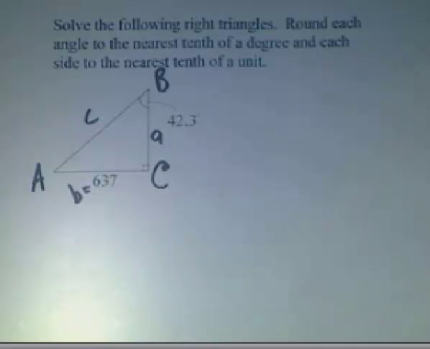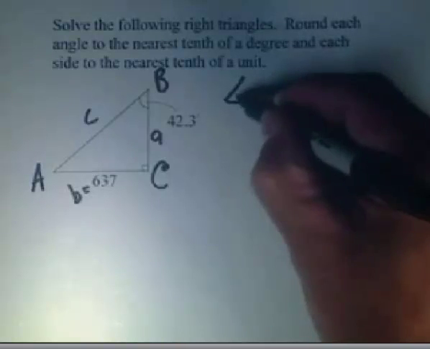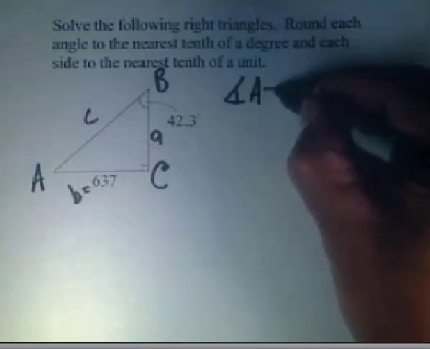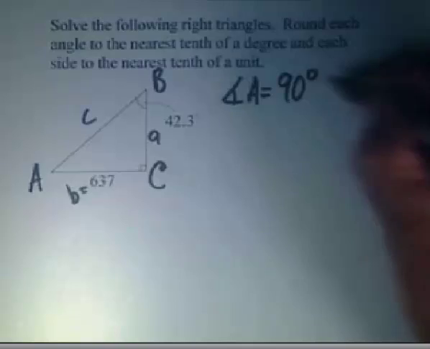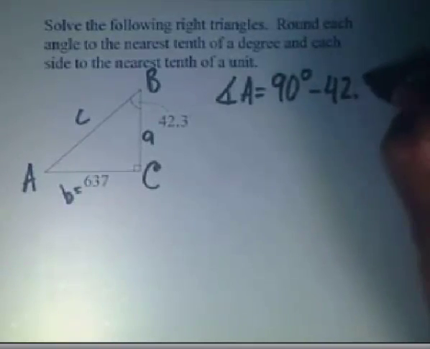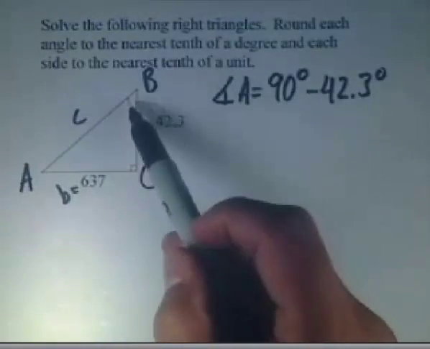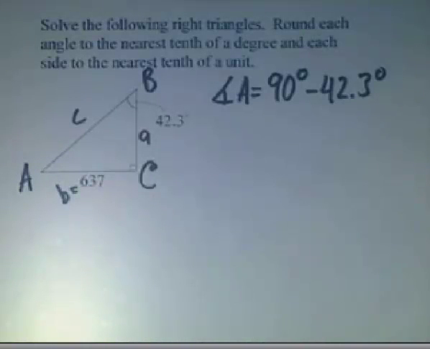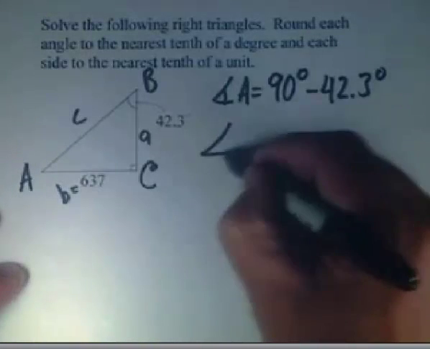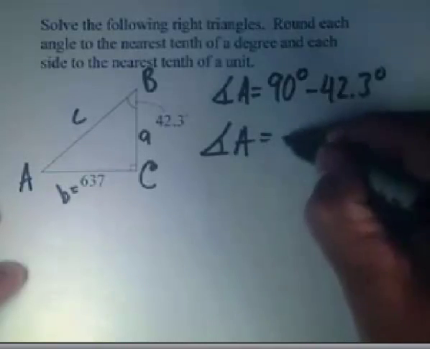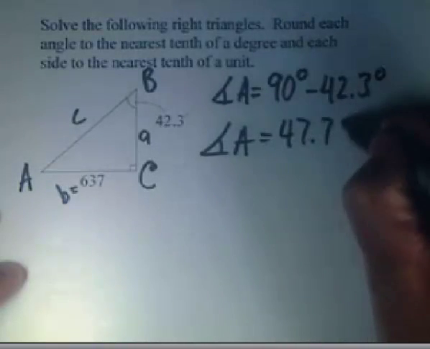Because we're given 2 out of 3, let's find the third angle. In this case, we're looking for angle A. In order to calculate angle A, we're going to take 90 degrees minus 42.3 degrees, again knowing that all three angles have to add up to 180. So angle A, for our purposes, will come out to be 47.7 degrees.